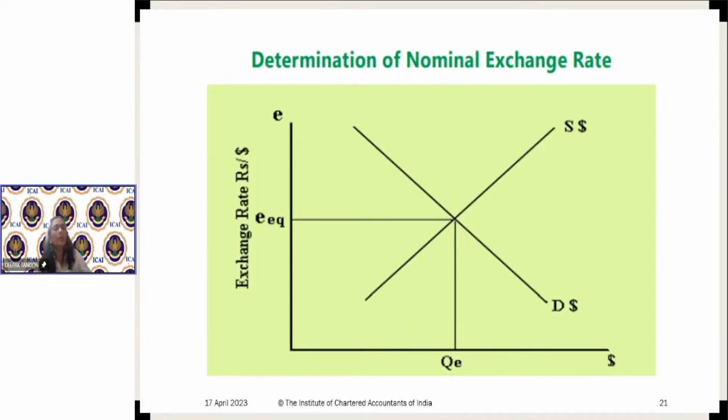Now, if you see the nominal exchange rate, you can see here, this is the demand for dollar in India, and this is the supply of dollar. Let's say that at this demand and supply of dollar, when it is in equilibrium, $1 equal to 81.42 is the equilibrium exchange rate. So this is the nominal exchange rate.